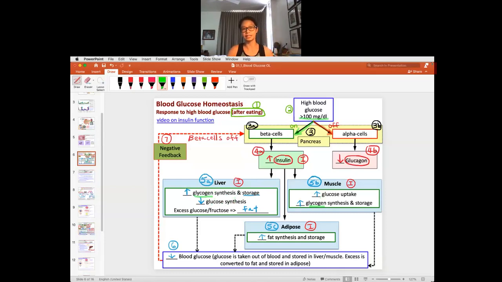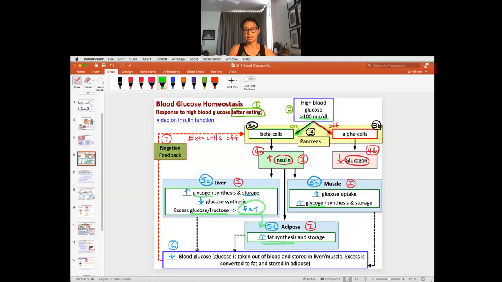Anything extra that the storage cannot take, or there's not enough time for the storage to take in the liver and muscle, will be converted to fat, and that will be stored in fat, okay? So usually things that are really, really high in sugar, your body doesn't have the time and there's not enough room to pack it away in the liver and muscle. So a lot of times that excess sugar, especially high fructose corn syrup, is going to be converted to fat, and the fat is going to be stored in adipose tissue, in fat tissue.